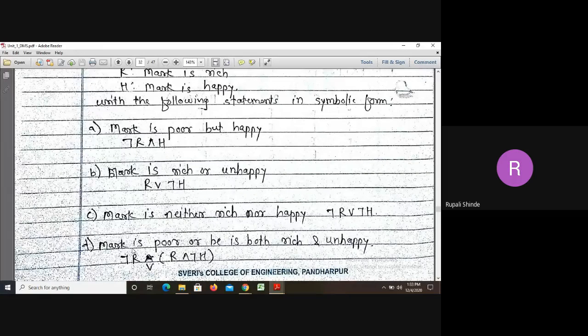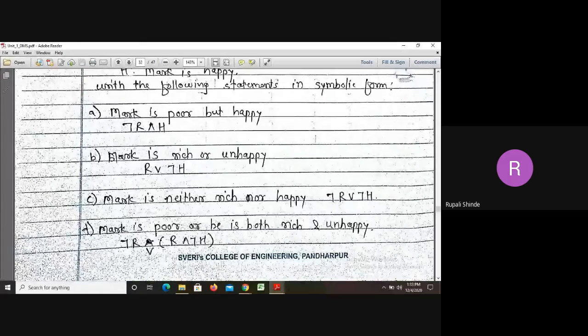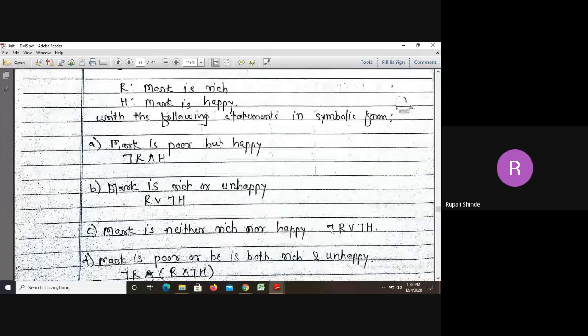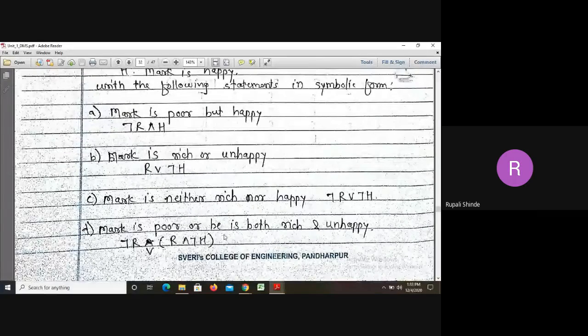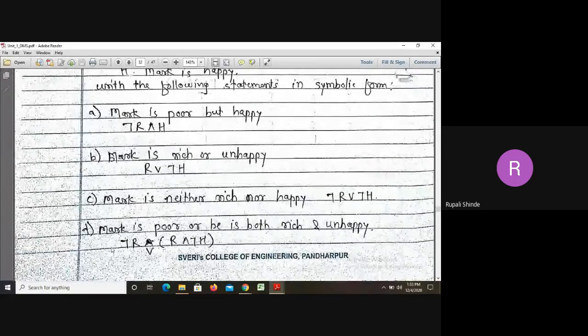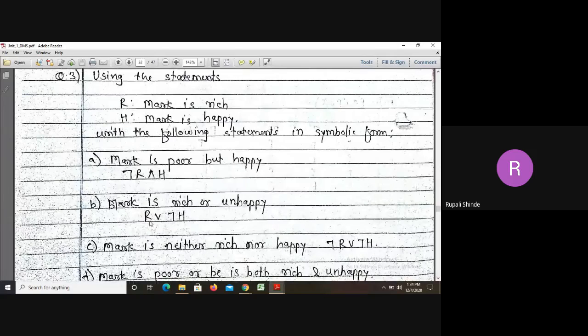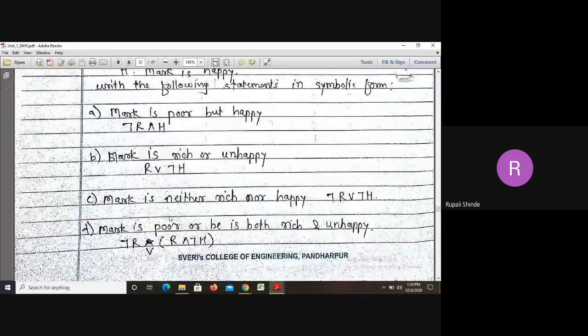So for first one, Mark is poor. We can write negation of R. Or is written, so we have to write here or. He is both rich and unhappy. So for rich, statement is given as R and. So this and this, what we have to take here is conjunction. And next one is unhappy. So for this we have to take negation of H. So this is its symbolic form. So this kind of questions also they have asked for 4 marks.